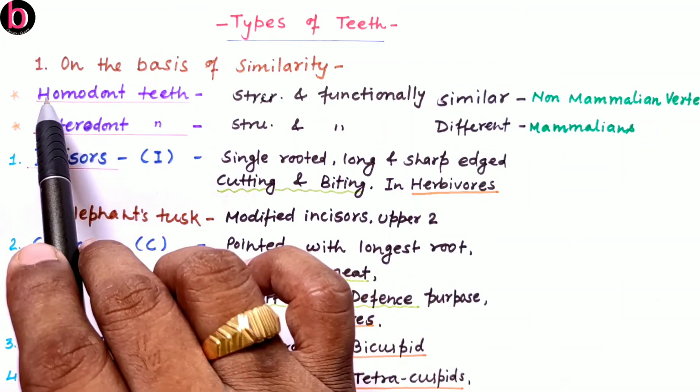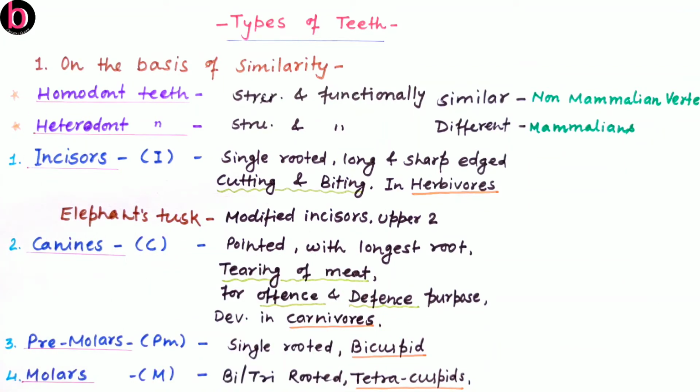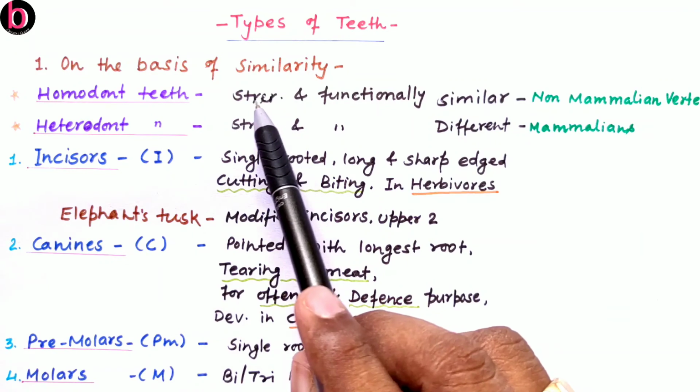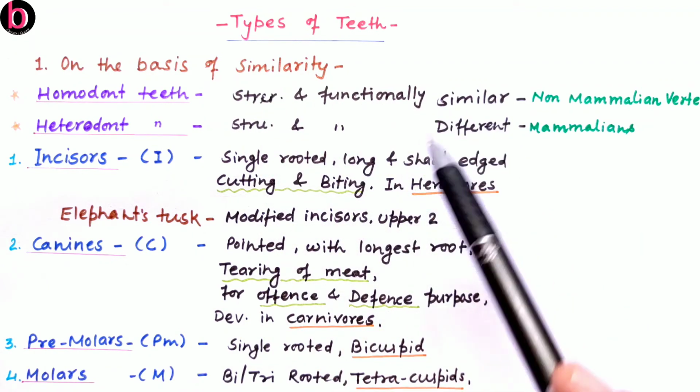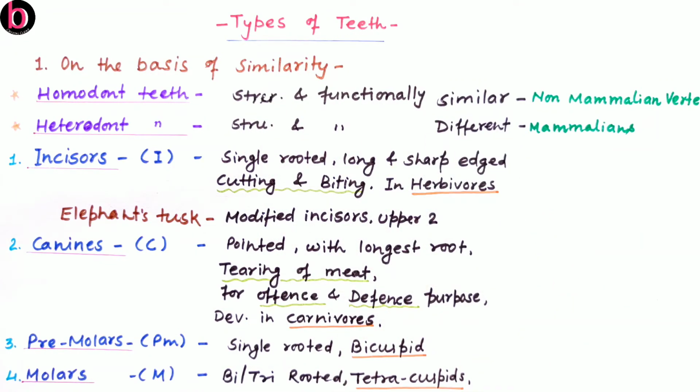Homodont, as the word says, homo means equal. Here all the teeth are structurally and functionally similar to each other. There is no differentiation. Such teeth are found in non-mammalian vertebrates. For example, fishes and amphibians have such teeth, like the shark and the frog, which have homodont teeth.